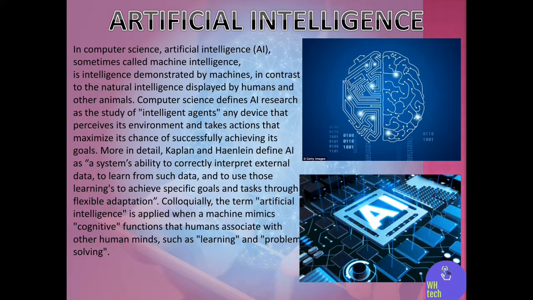Computer science defines AI research as the study of intelligent agents, any device that perceives its environment and takes action that maximizes its chance of successfully achieving its goals. More in detail, Kaplan and Haenlein define AI as a system's ability to correctly interpret external data, to learn from such data and to use those learnings to achieve specific goals and tasks through flexible adaptation. Colloquially, the term artificial intelligence is applied when a machine mimics cognitive functions that humans associate with other human minds, such as learning and problem solving.